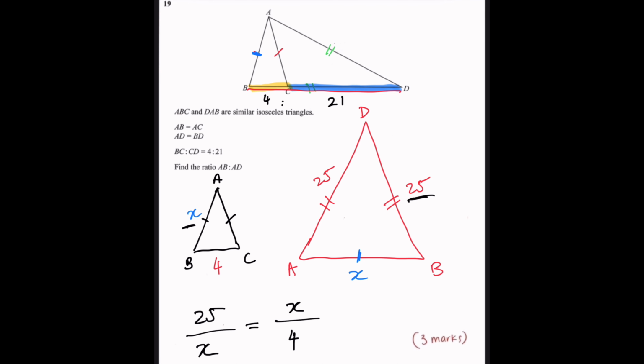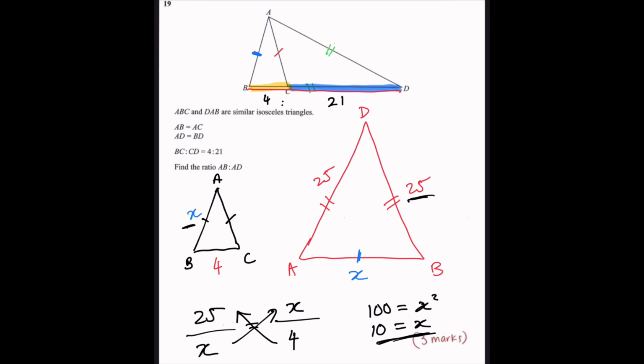Okay, we're back. Right, 25 over X equals X over 4. So let's try and figure this out. Can we solve this equation? Well, if we cross multiply this, we get 100 equals X squared, meaning 10 equals X. Okay, now this could be 10 or minus 10. We only know it's 10 because you cannot have a negative length. Okay, length cannot be negative. You can't have a negative length of a side, so it must be positive. So X must be 10.